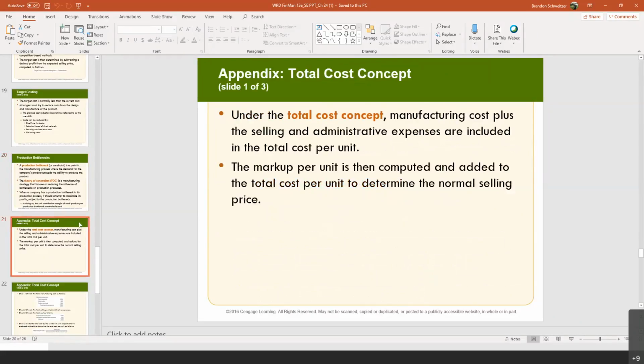Okay, so let's talk about the total cost concept a little bit more, just to highlight what this concept is all about. Under the total cost concept, manufacturing cost plus the selling and administrative expenses are included in the total cost per unit. I know we already talked about this, but I just want to go over it one more time so you all understand what this is all about, because you will see this on the exam.